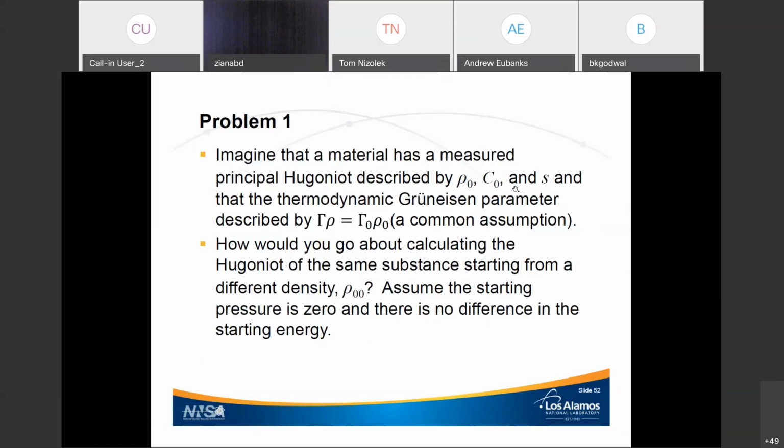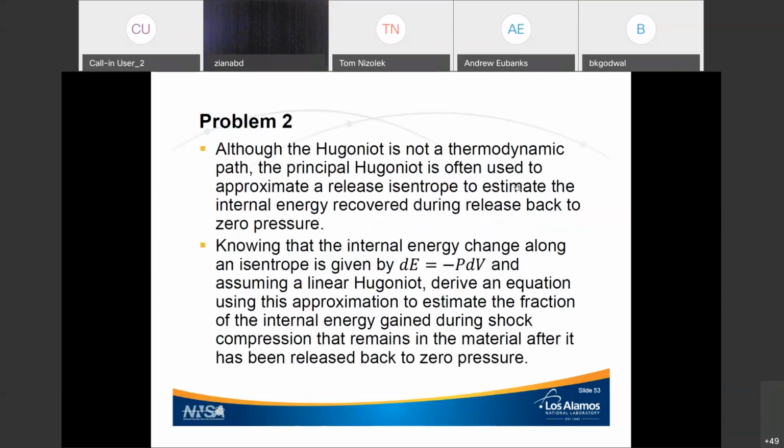That one is almost trivial given that I've pretty much described the answer. This one is a little less trivial. I have been pointing out several times the Hugoniot is not a thermodynamic path. The principal Hugoniot, however, is often used to approximate a release isentrope, to estimate the internal energy recovered during release back to zero pressure.